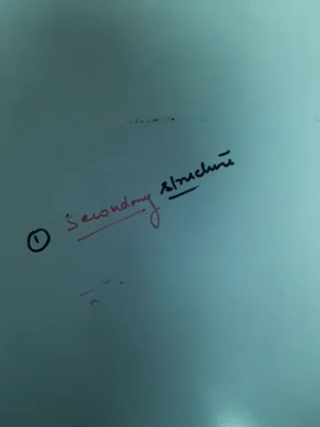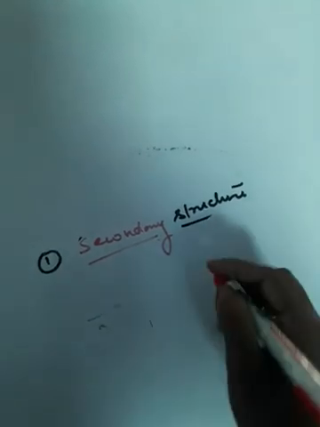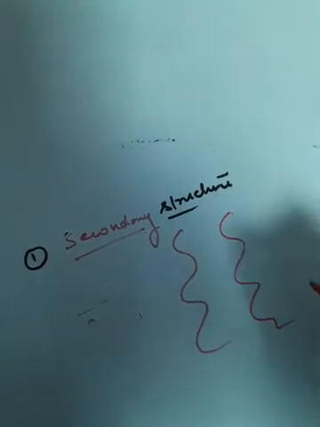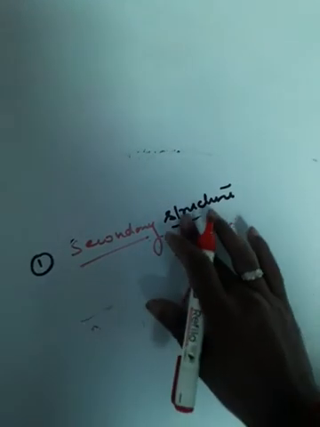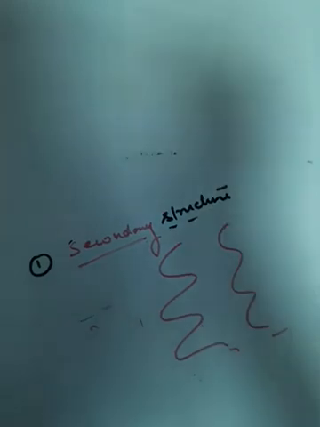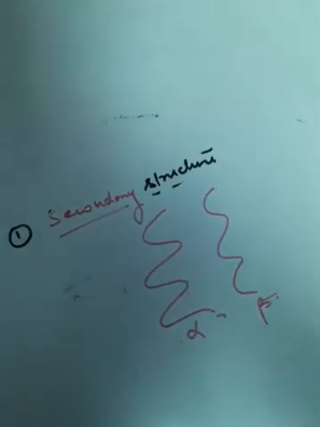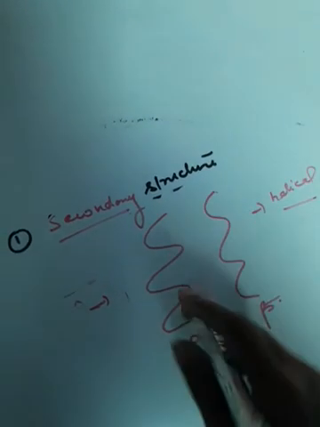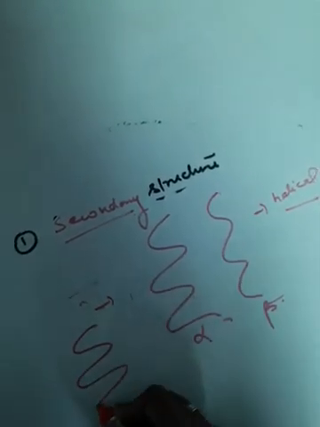In the secondary structure, two polypeptide chains are present. Suppose this is the chain of proteins, this one is alpha and this one is beta. First of all, the structure is helical, you can say it has helicity.